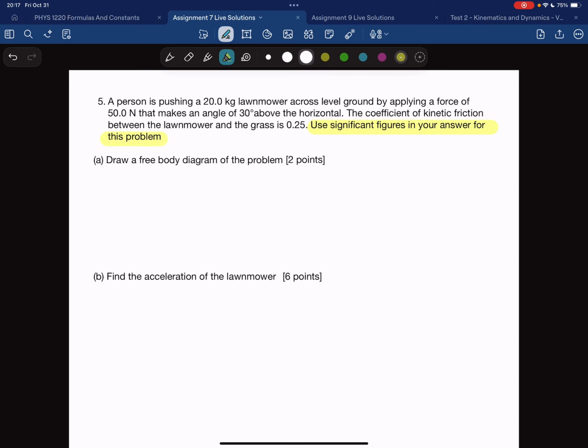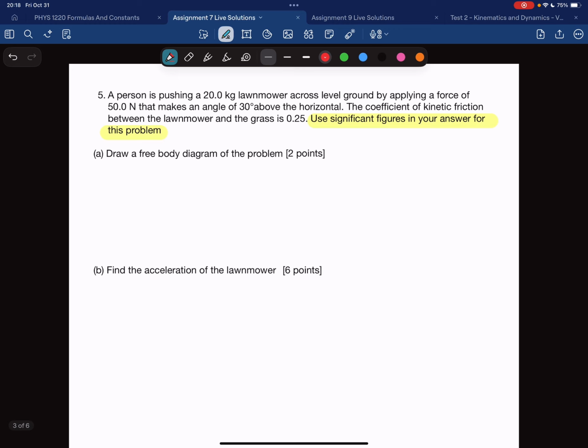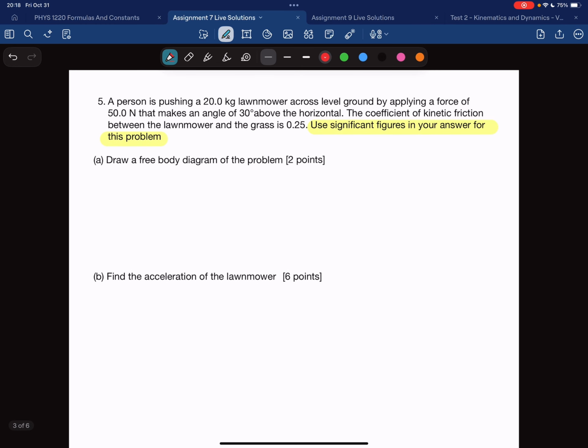Now, the number of significant figures that you use in your final answer is equal to the least precise number given to you. So, looking at the numbers given to us in the question, we have 20.0 kilograms. It's 3 significant figures. Reading further on, we have 50.0 newtons. That's again 3 significant figures. And then, 30 degrees above the horizontal. That is 1 significant figure. We do not have a decimal point. We do not have a 0 after the decimal point. So that's just 1 significant figure.